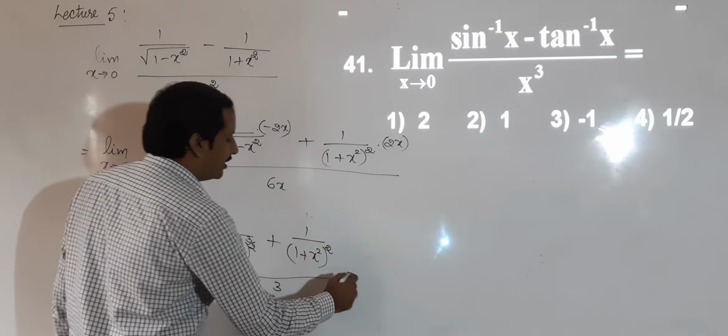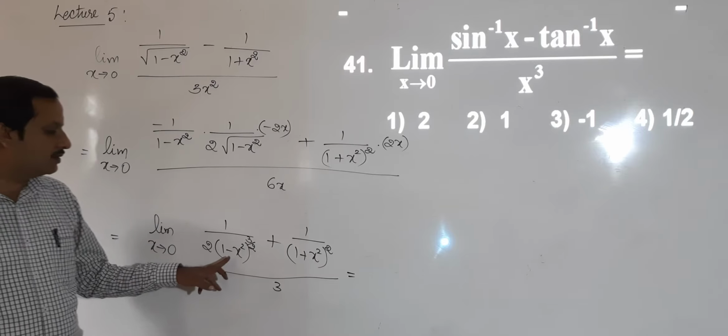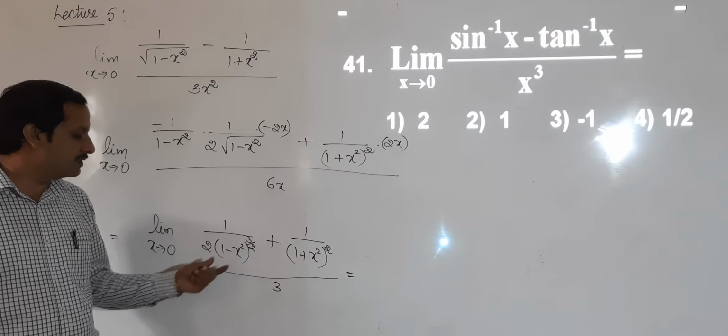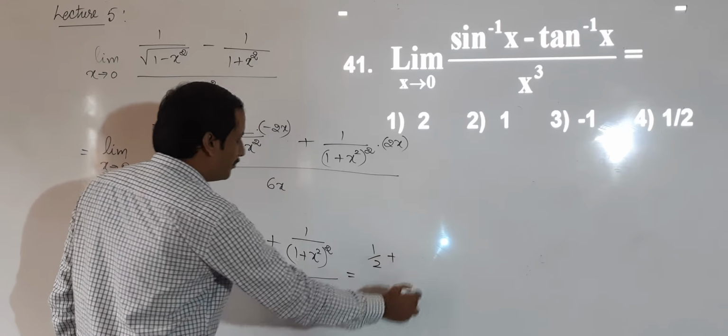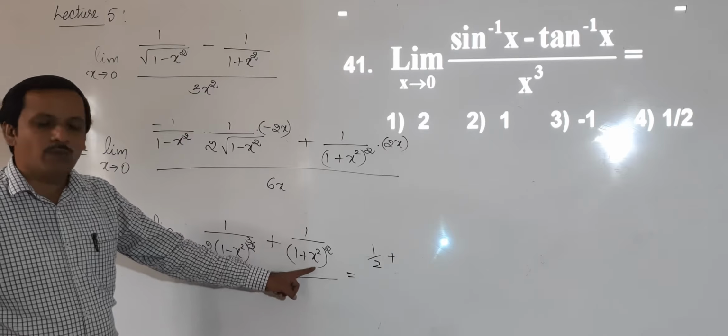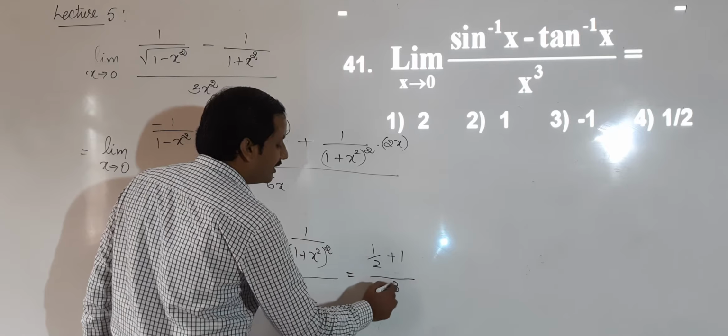Okay, now you apply the limit. Apply the limit as x tends to 0. So when x approaches 0, this will become 1. So you get 1 by 2 here. Plus, what happens here? 1 plus 0, that is 1. 1 square is 1. Divided by 3.